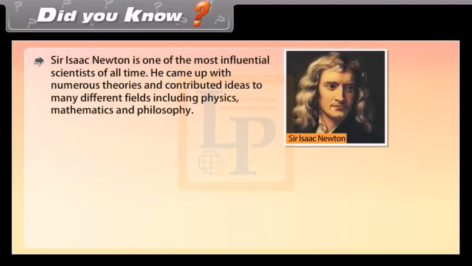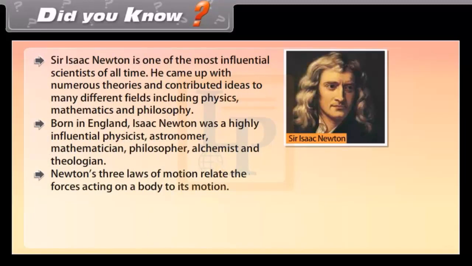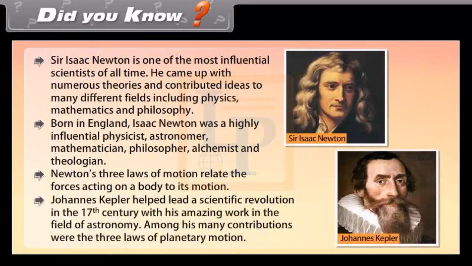Did you know? Sir Isaac Newton is one of the most influential scientists of all time. He came up with numerous theories and contributed ideas to many different fields, including physics, mathematics, and philosophy. Born in England, Isaac Newton was a highly influential physicist, astronomer, mathematician, philosopher, alchemist, and theologian. Newton's three laws of motion relate the forces acting on a body to its motion. Johannes Kepler helped lead a scientific revolution in the 17th century with his amazing work in the field of astronomy. Among his many contributions were the three laws of planetary motion.